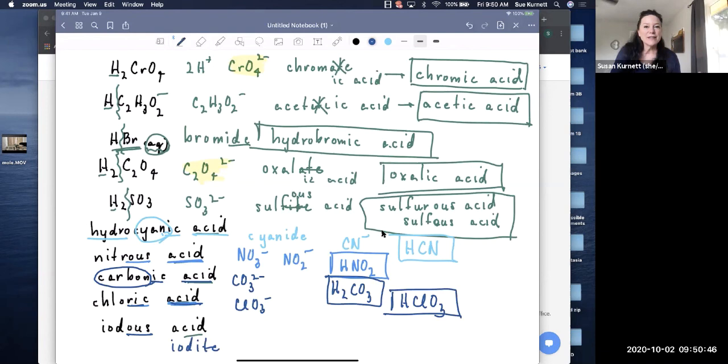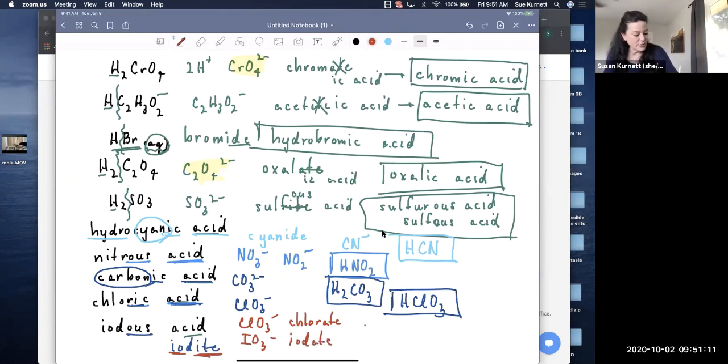Iodine is in group 7. The line leader in group 7 is chlorate. So I start with chlorate. And then iodate is going to be iodine with the same oxygens and charge. And then iodite is going to be 1 oxygen fewer. And add a hydrogen to make it an acid. Iodous acid.